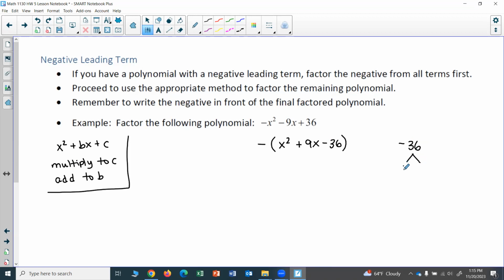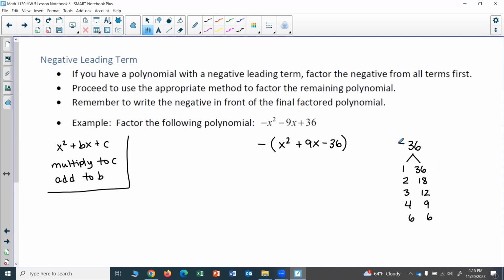And I just go ahead and list out my factors of 36. So I have 1 and 36, 2 and 18, 3 and 12, 4 and 9, or 6 and 6. So those are all my possible factor pairs.